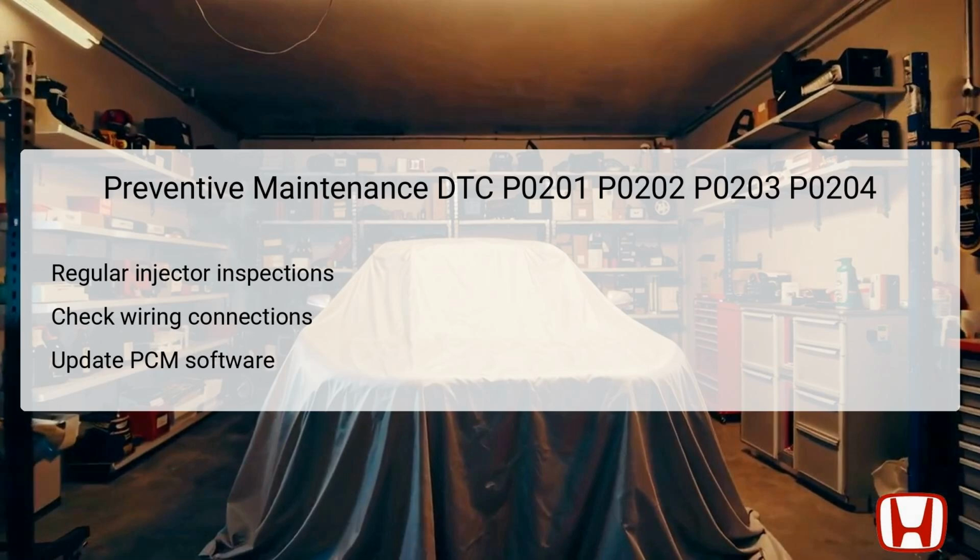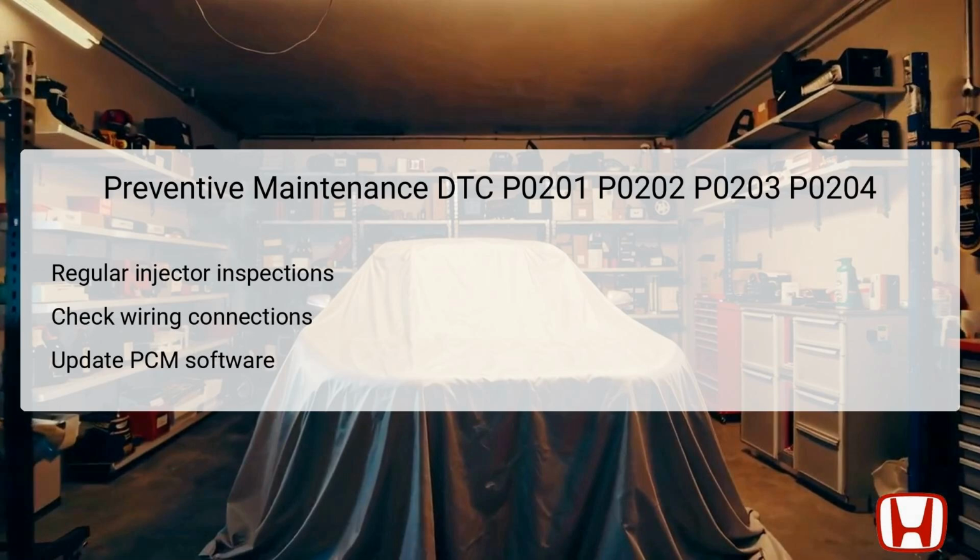Regular inspections of fuel injectors can help detect any degradation before it results in complete failure. Checking wiring connections as part of routine vehicle maintenance is equally important, ensuring all connectors are secure and free from corrosion. Additionally, keeping the Powertrain Control Module, PCM, software updated can resolve performance-related issues and is crucial for ensuring the vehicle runs smoothly. Taking proactive measures can greatly extend the life of the ignition and fuel injection systems and enhance overall vehicle performance.